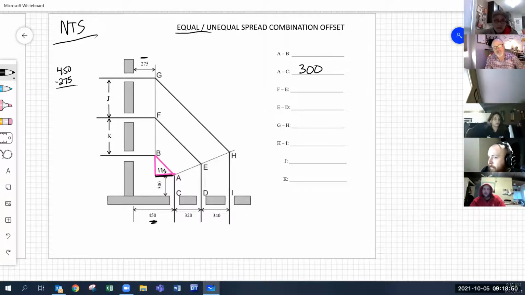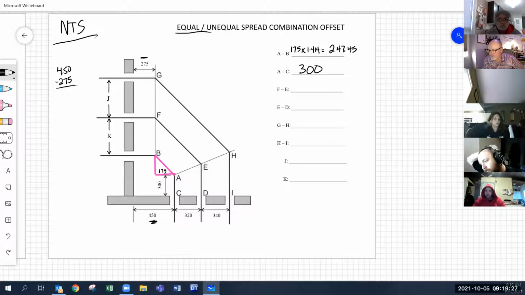So I can solve for A to B by taking my 175 and multiplying it by 1.414. So A to B is 247.45. All right, 175 in there again. Is everybody with me so far?